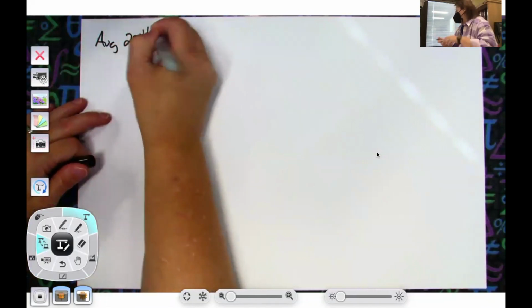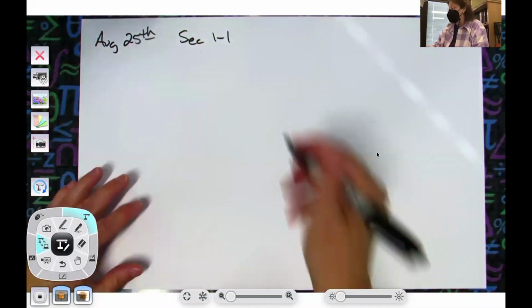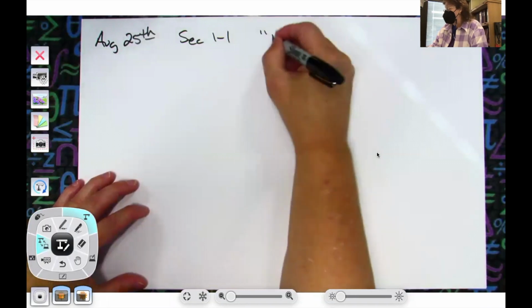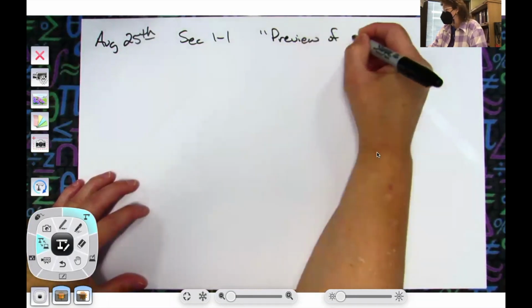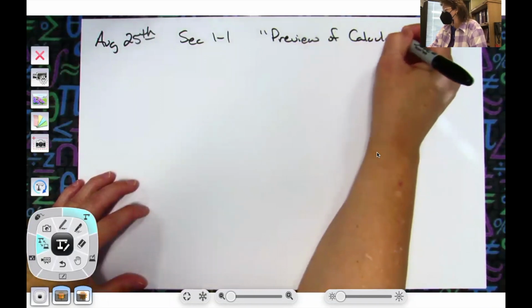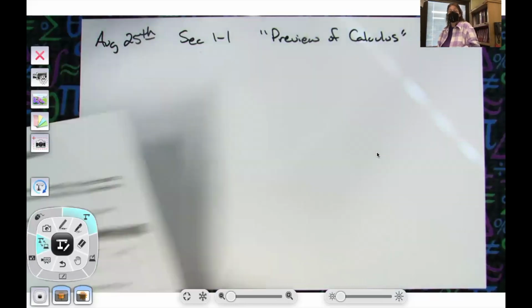All right, we are actually going to start section 1-1, and this is a preview of calculus. You can download my online notes and have a copy of all this because I've got it nice, neat, typed up. The first 3 pages of the notes are all nice, neat, and typed.